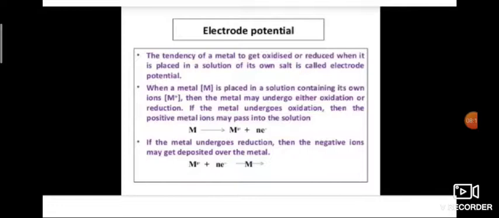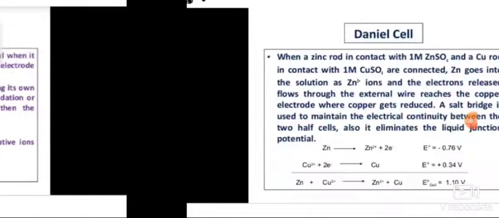So note this point: if the metal undergoes oxidation, then the positive metal ion may pass into the solution. If the metal undergoes reduction, then the negative ions may get deposited on the metal.